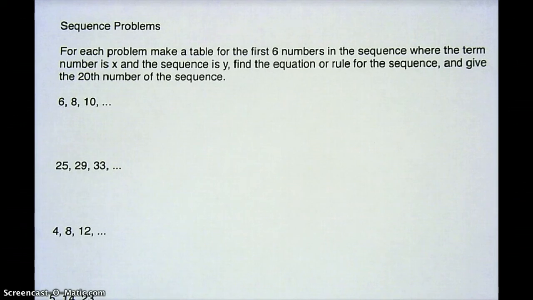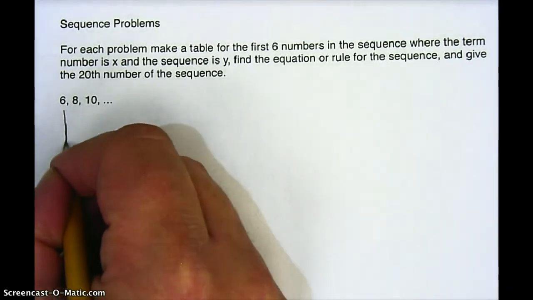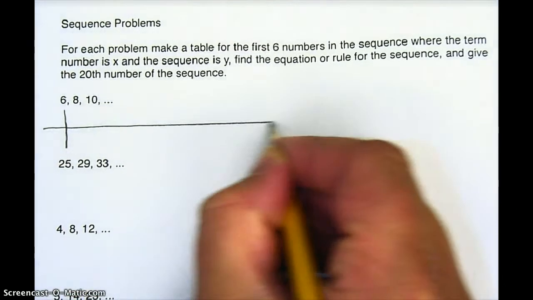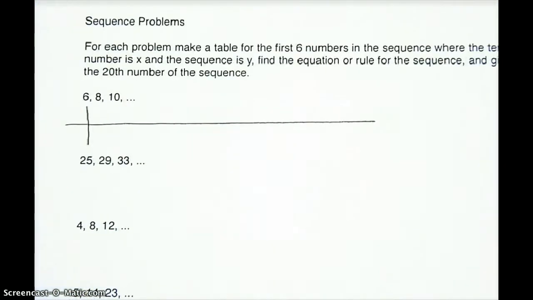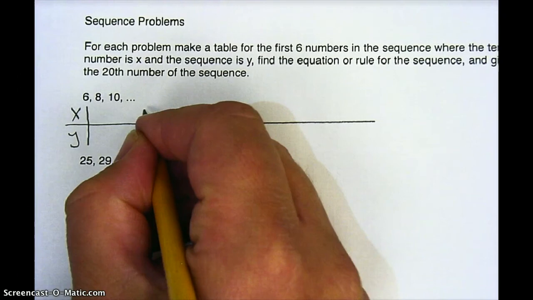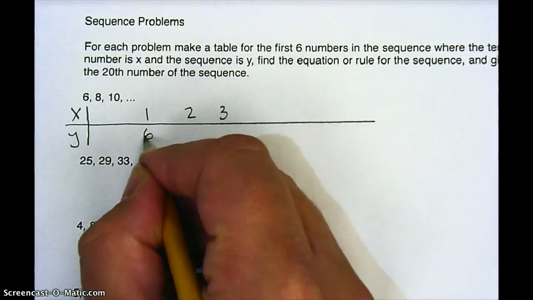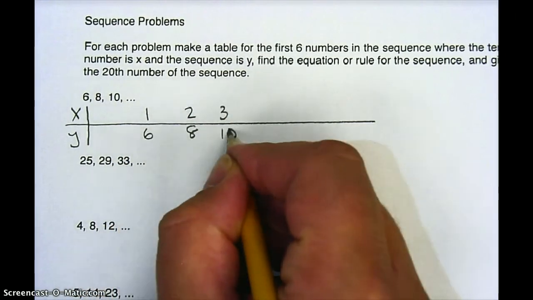The first one I'm going to start with is the sequence 6, 8, 10. So it asks you to make a table for the first 6 numbers in the sequence, and then you have to find the rule and then give the 20th number. So to start off, I'm going to make the table and write down x and y. I always start by writing down x and y. Now I'm going to write the first, second, third numbers because that's what I have. I have 6, 8, and 10.